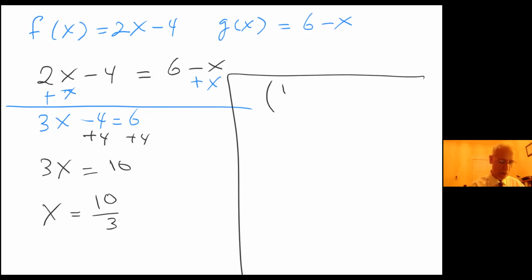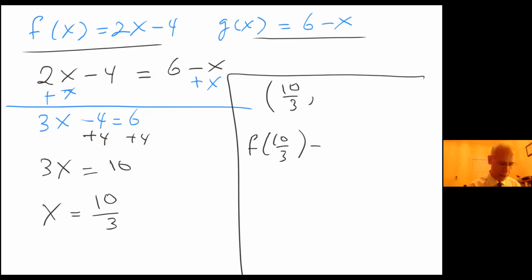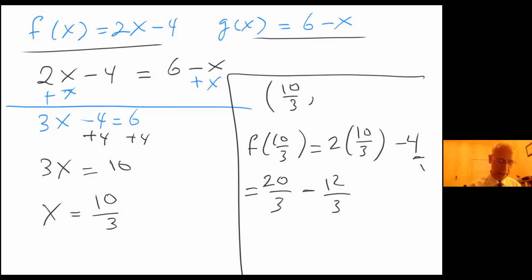So x is 10/3. What is my y value? Well, I can plug it in on f or in g. It doesn't matter, that gives me the same answer. Let's try f. f of 10/3 equals 2 times 10/3 minus 4. So that equals 20/3. I need a least common denominator. 4/1 is the same as 12/3, and that gives me 8/3.